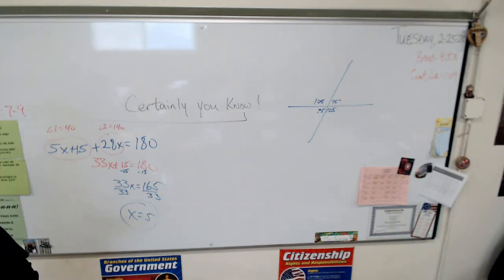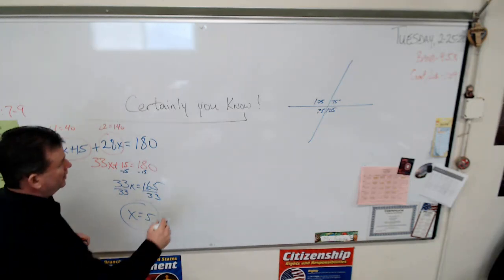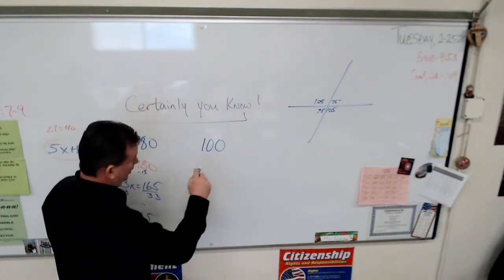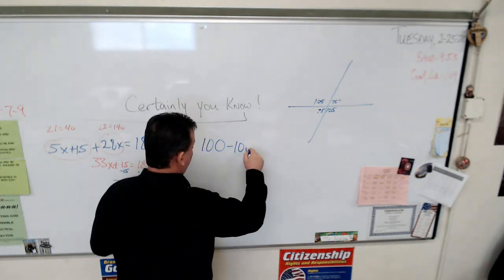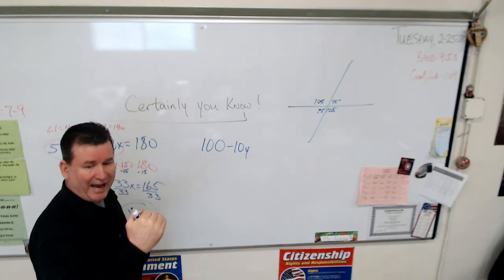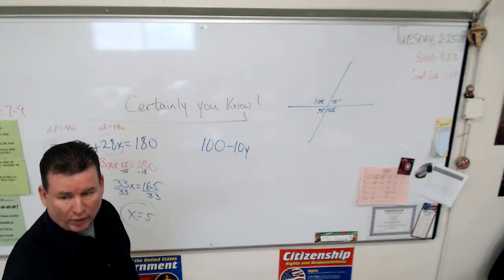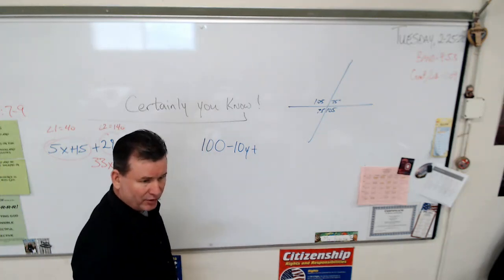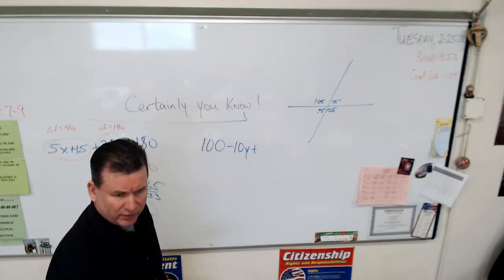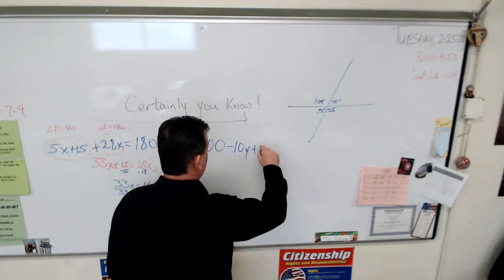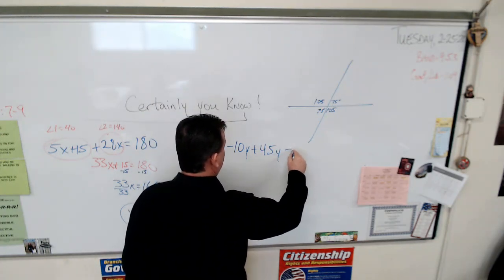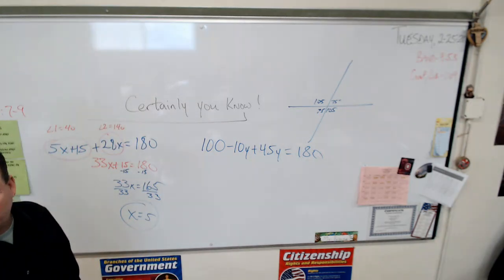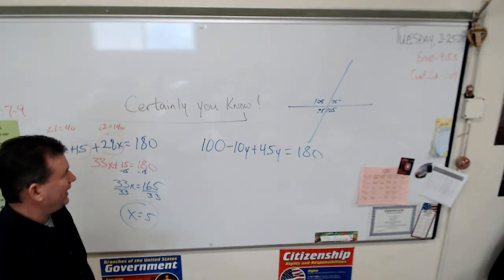All right, your angles both have to equal 180. One is 100 minus 10y. You have to add to that 45y, because that's the other angle. Is it 35 or 45? 45y. And those have to equal how much? 180, because both those angles together make a straight line.